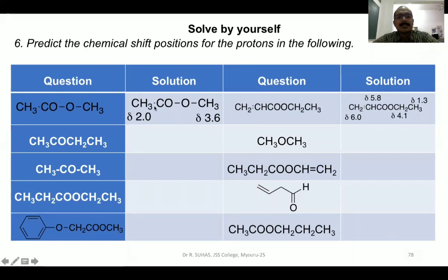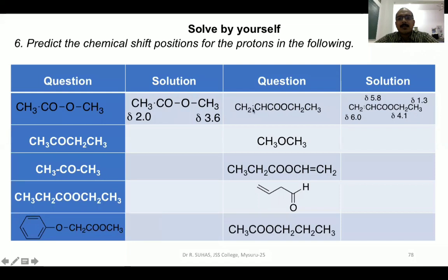Let us see this. This is methyl acetate, CH3COOCH3. This is an ester, and hence this CH3 is methyl ketone type. It is showing delta of 2, whereas this is ester, which is 3 to 4. We have written 3.6. And the rest you solve by yourself by taking the screenshot.